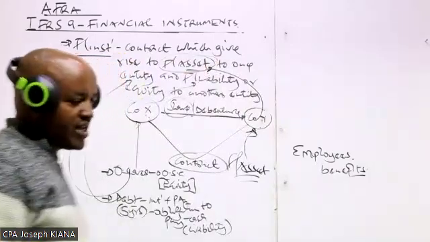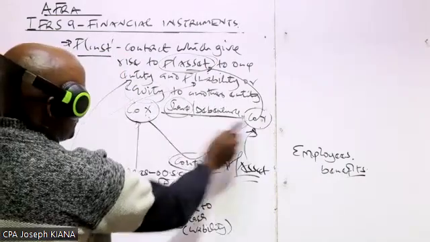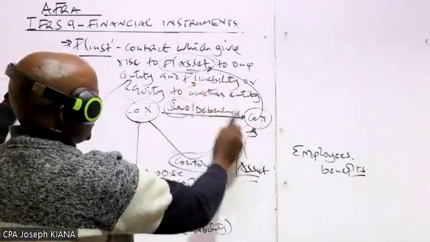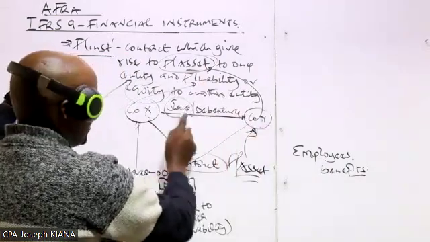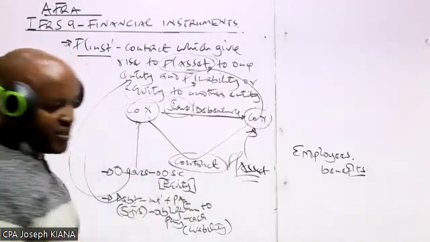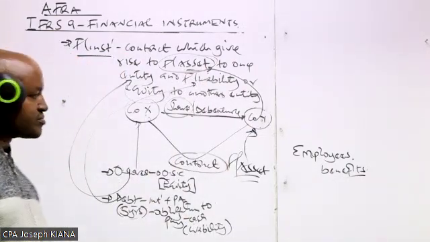That's why we are saying that a financial instrument is basically a contract, which, for example, will be entered into between these two companies. It gives rise to a financial asset to this company and a financial liability or equity to this company. That is the definition of a financial instrument.